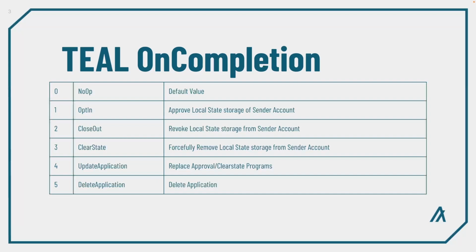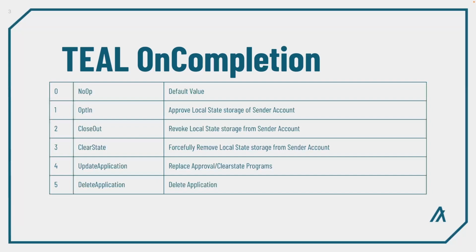OptIn is the required value when a user wishes to grant local state storage on their account. You may also store local state data during the OptIn call. CloseOut is the opposite of opt-in and sometimes called opt-out, which is the polite way a user can request their local state data is removed. ClearState is the impolite way to revoke the local state data, forcefully deleting it from their account.